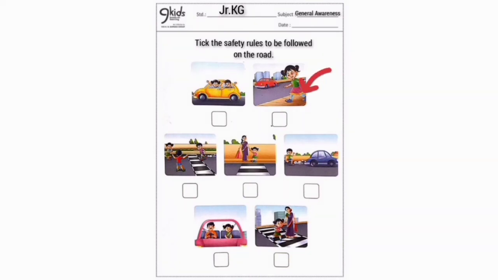In the second picture, the girl is walking on the footpath. Is the girl following the safety rules? Yes. So we will put a tick in this box. So now kids, you have to finish this worksheet by yourself in the same manner. I hope kids, you all have learned thoroughly the road safety rules and regulations through this video.